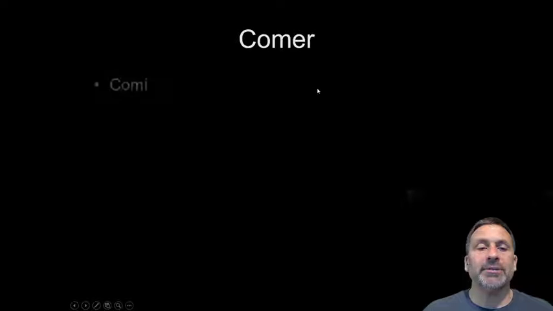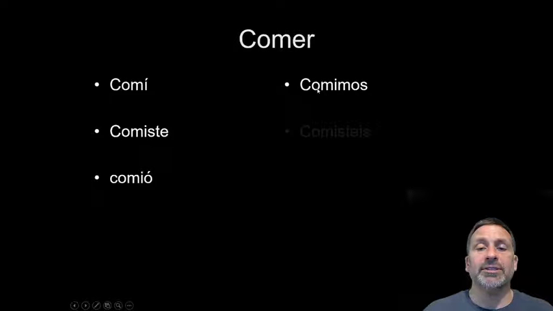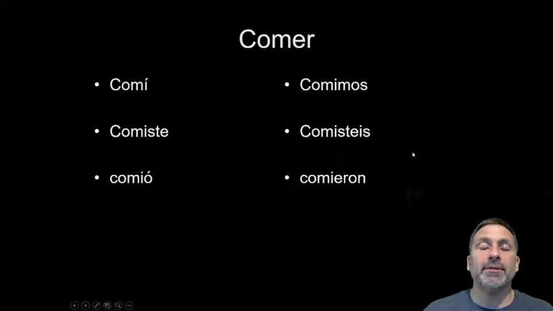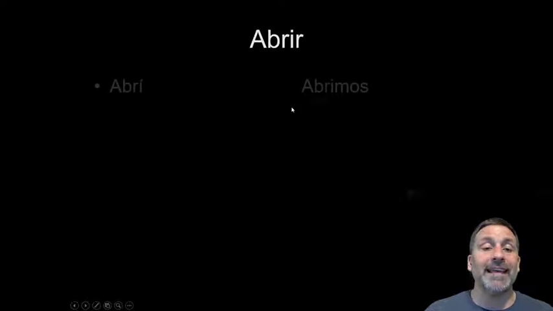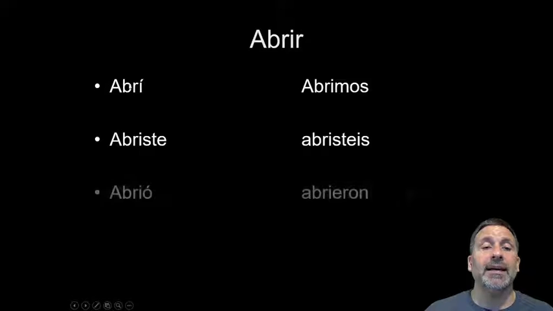Okay, comer. Here are some examples of these verbs and the conjugations. Notice the accent marks in the yo form and the usted form. Comí, comiste, comió, comimos, comisteis, comieron. Okay, take a look at that. And then let's take a look at abrir. It's an IR verb. It has the same endings as comer did. Abrí, abriste, abrió. Notice the accent marks in the yo form and the usted form. Nosotros abrimos, vosotros abristeis, y ellos abrieron.